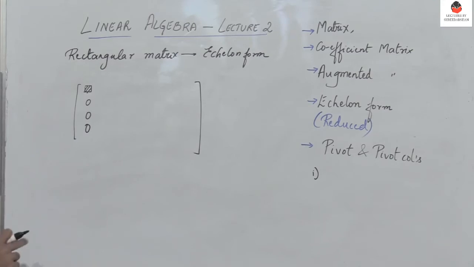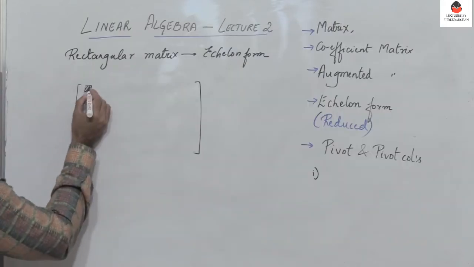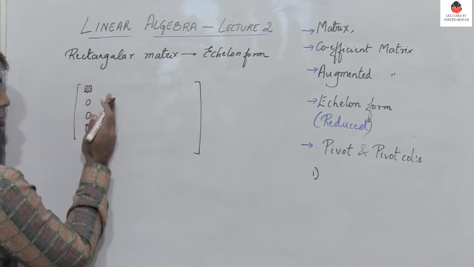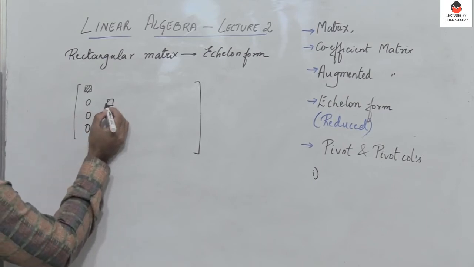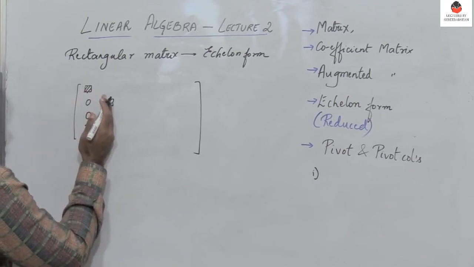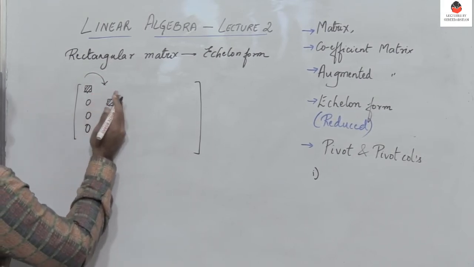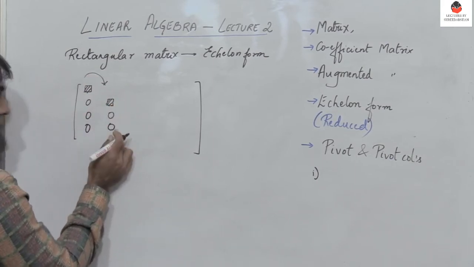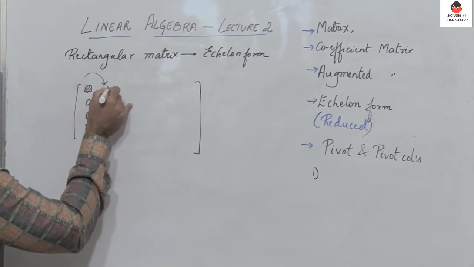Next, each leading entry of any row is in a column to the right. So this is the first leading entry. The next leading entry will be to the right of the previous leading entry. So this leading entry is in a column which is to the right of the first column, isn't it? So here, to the right of column 1, this becomes the leading entry and all the elements below the leading entry are 0. The element above the leading entry can be non-zero.